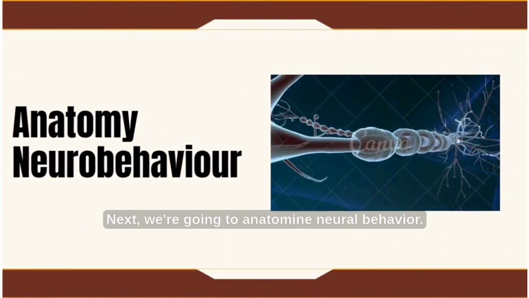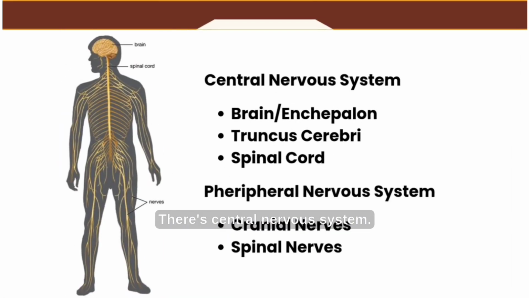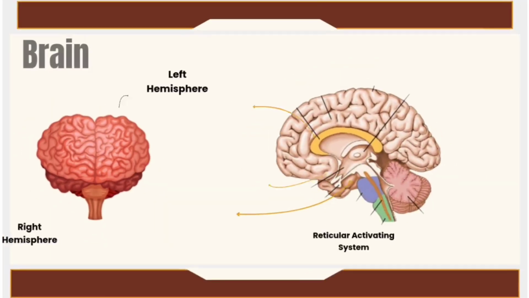Next, we're going to anatomy of neurobehavior. There's the central nervous system that contains the brain or encephalon, truncus cerebri, and spinal cord. And then there's the peripheral nervous system. There are cranial nerves and spinal nerves.